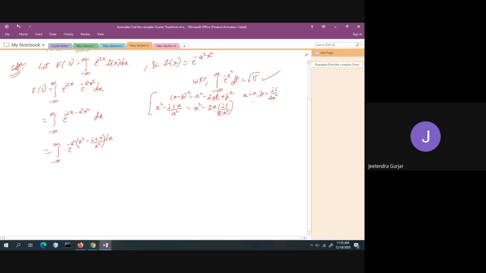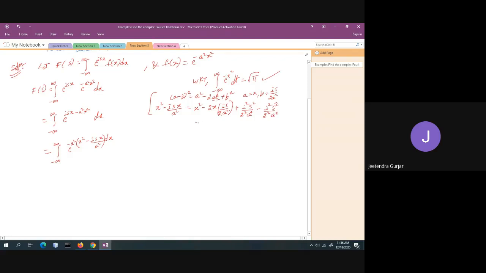Am I right? Okay, so here I want plus b square. So what I will do? I will add b square and I will subtract b square. Okay, so b is i s upon 2a square. I will square this now. This is i square, s square, 2 square, a square square. What is a square square? A raised to 4. So this term I have added means I have to subtract this term also. So therefore minus i square s square upon 2 square a raised to 4.